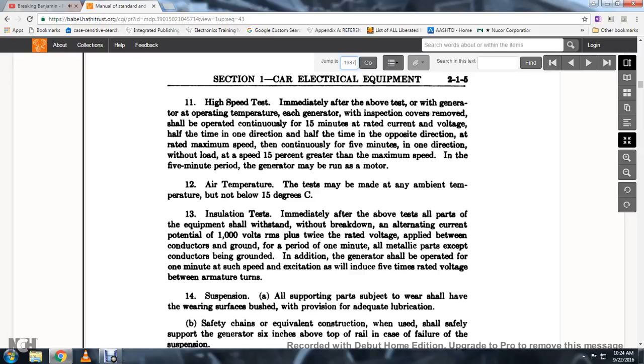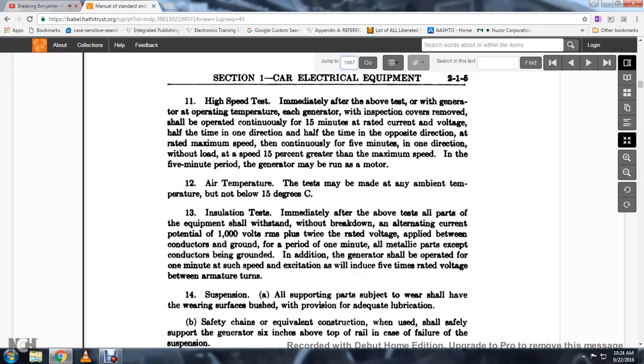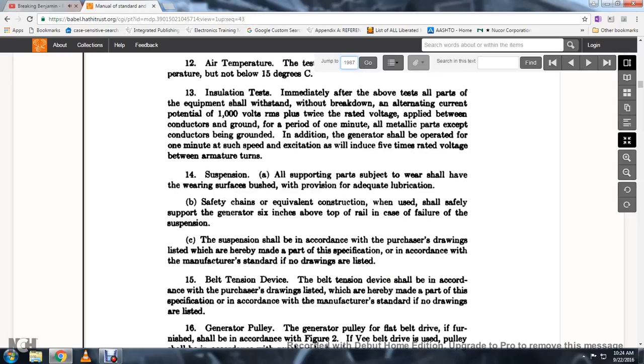14. Suspension. A. All support parts subjected to wear shall have wearing surface bushings with provision for adequate lubrication. B. Safety chains or equivalent construction, when used, shall safely support the generator 6 inches above the top of the rail in case of failure of the suspension. C. The suspension shall be in accordance with the purchaser's drawing listed, hereby made a part of the specification, or in accordance with the manufacturer's standard if no drawings are listed.